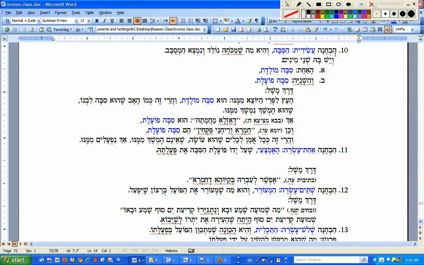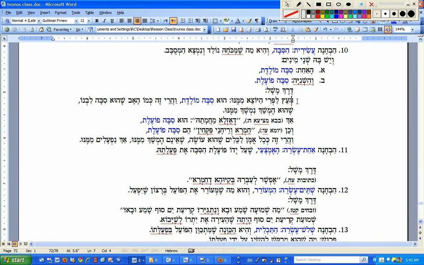What's Siba? "V'hi ma shebekocho nolad v'nimtza hamesubav." It's that which causes the result because of its power. "V'yesh bo shnei minim," and he describes two types of causes. One cause he calls a Siba Moledes, the cause that gives birth to something, and the second cause he calls a Siba Poeles, the cause that makes something go.